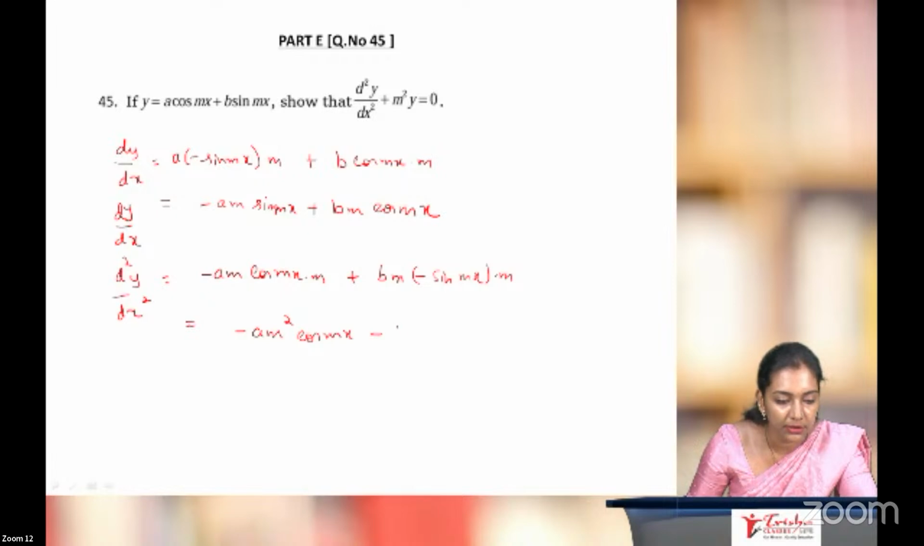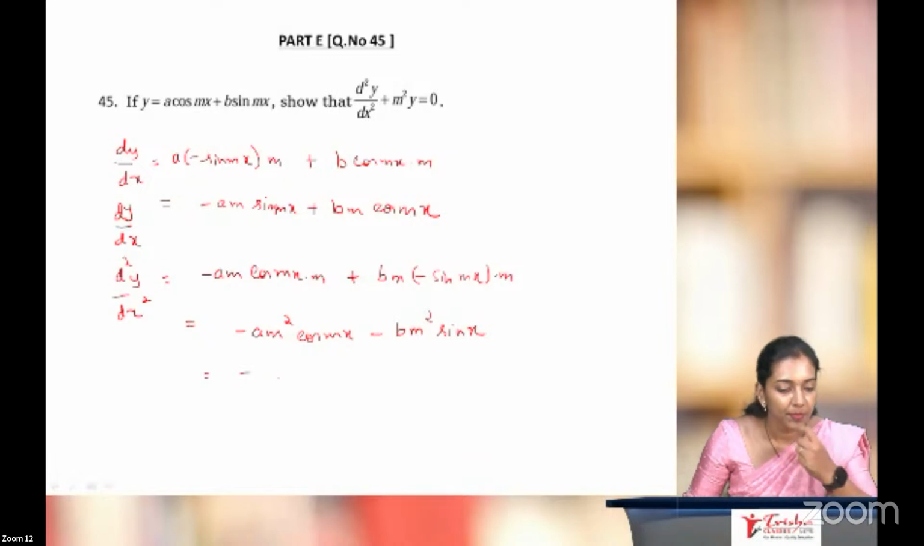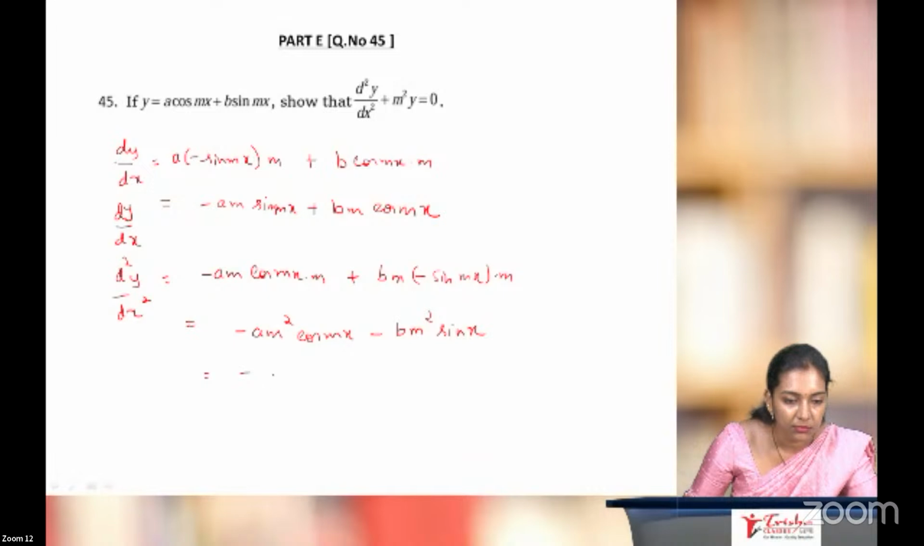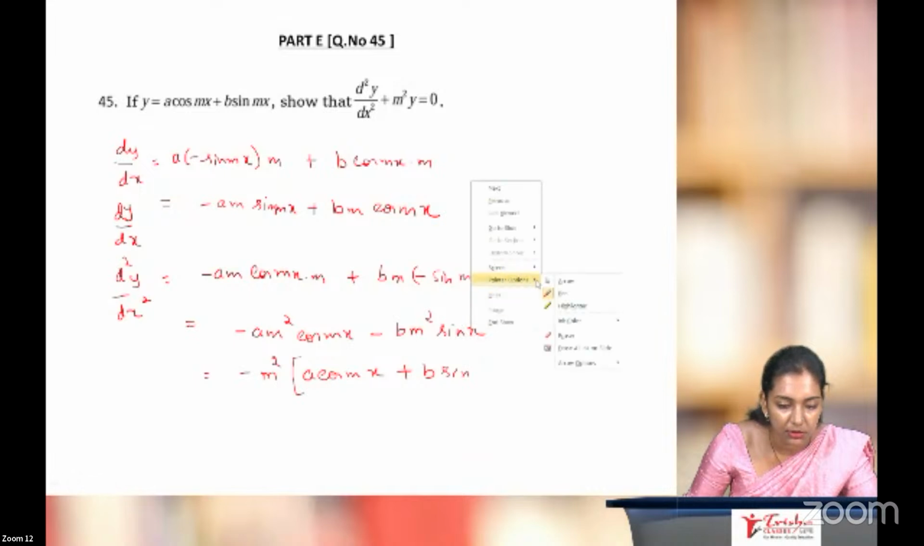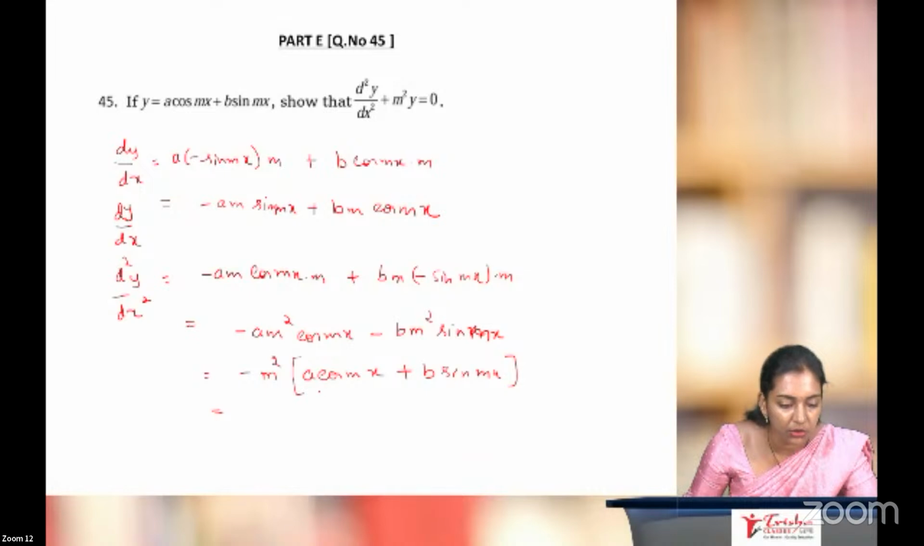Here it is minus b m square sin mx. Or minus, you can take it common. We have, m square also you can take common. So remaining is what? A cos mx plus b sin mx. This is mx. Or this is nothing but what? This is our question y. So this is our y.